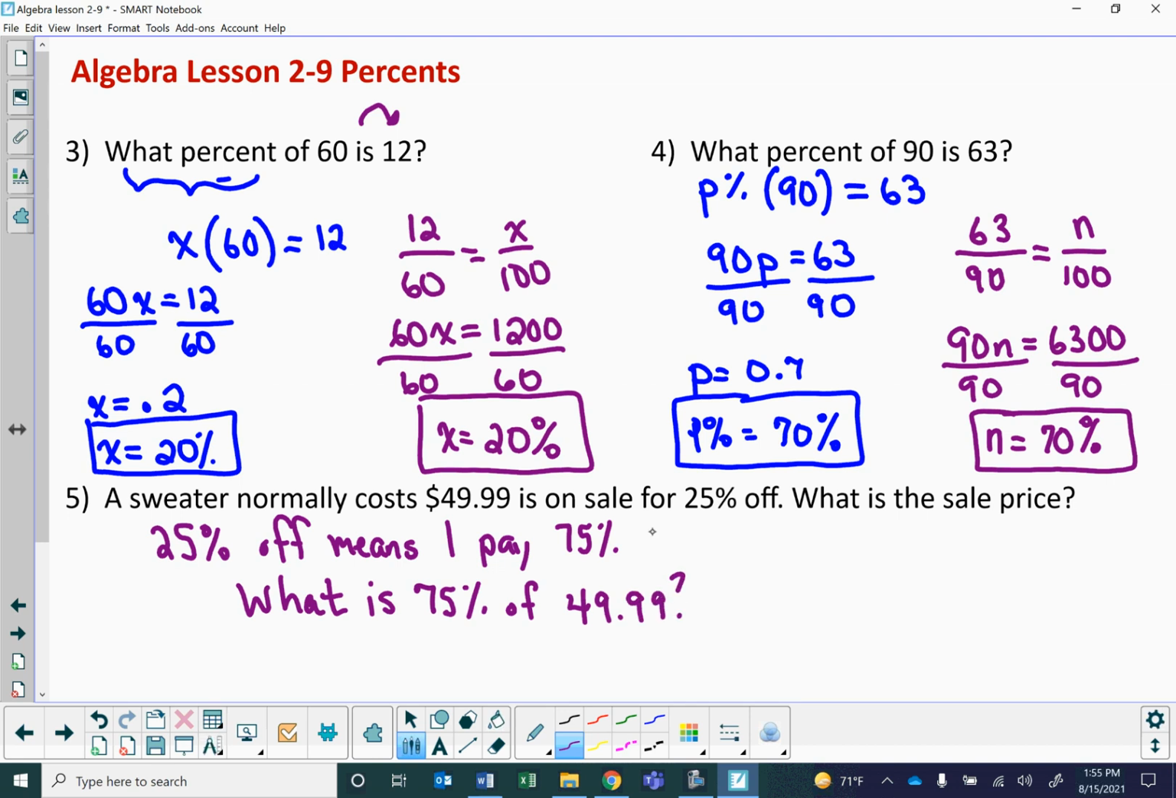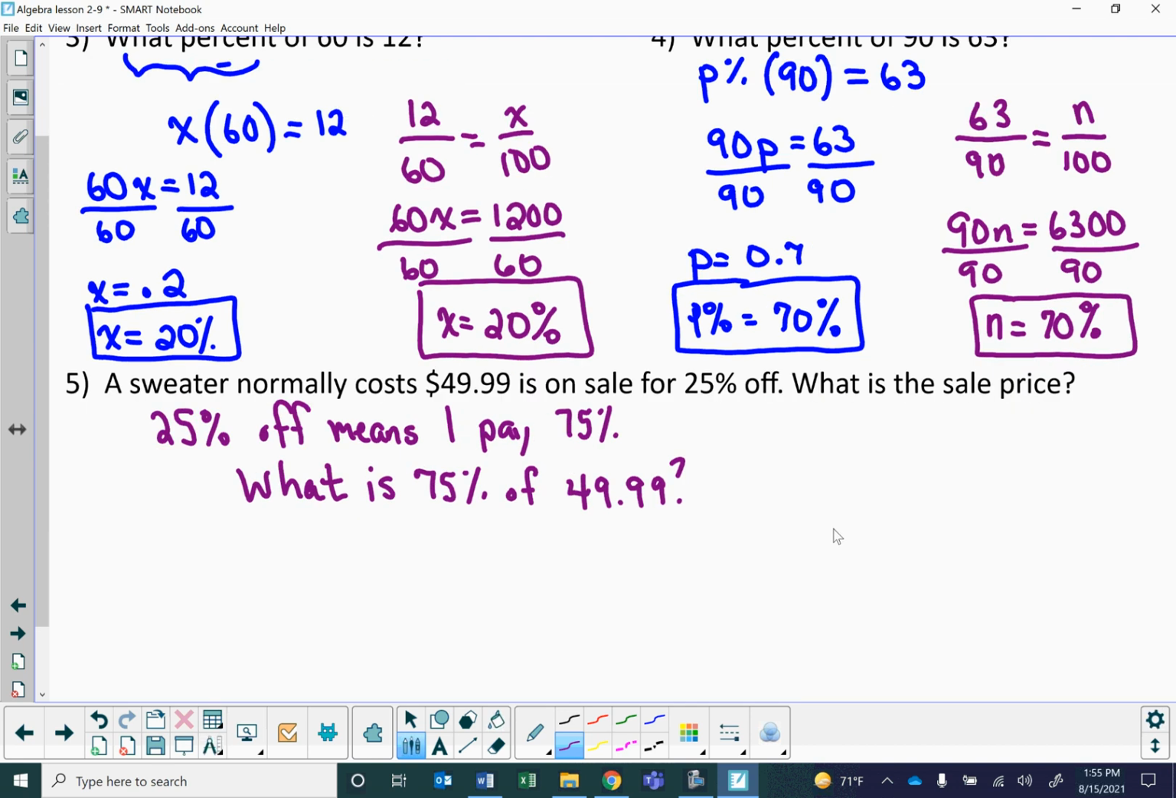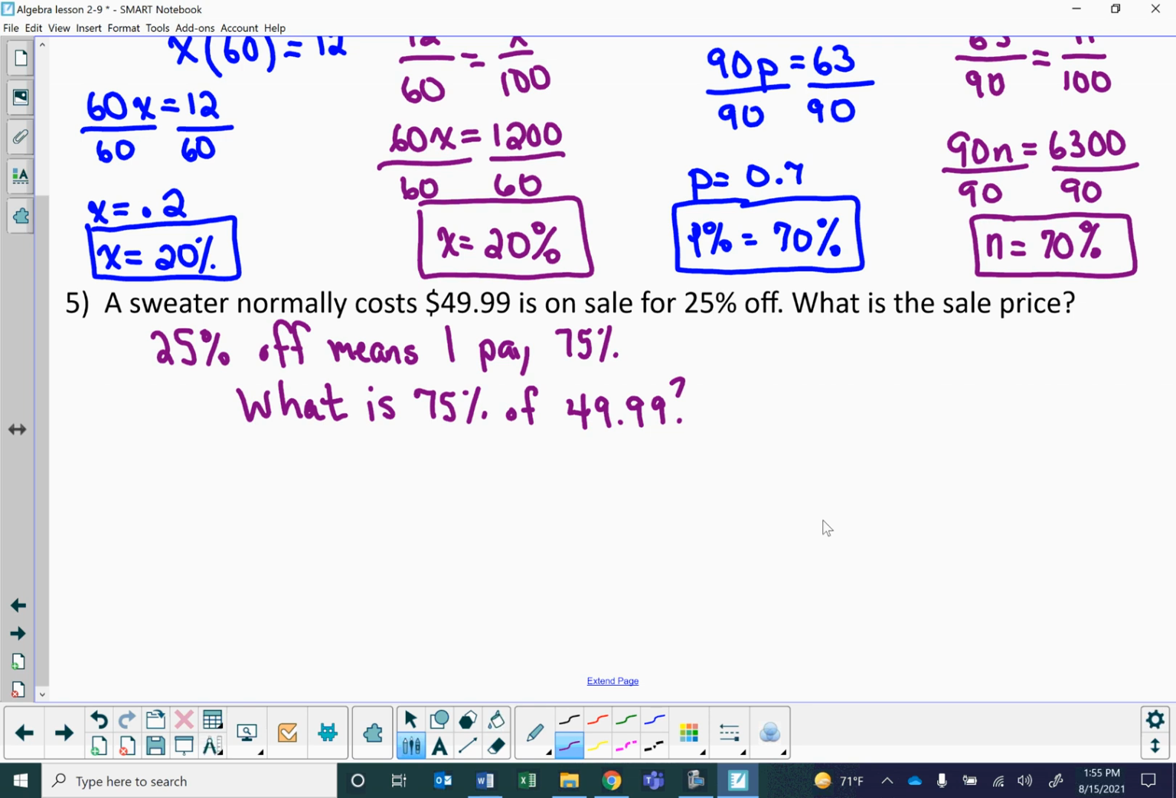If you can take a word problem and write it into a small, quick phrase, you can probably set up the equation and/or proportion. I'm going to use an equation for this just because I tend to like the equations better. So what is x equals 75%, 0.75, of $49.99. That means multiply. So I'm going to take 0.75 times $49.99, and that will give me $37.49.